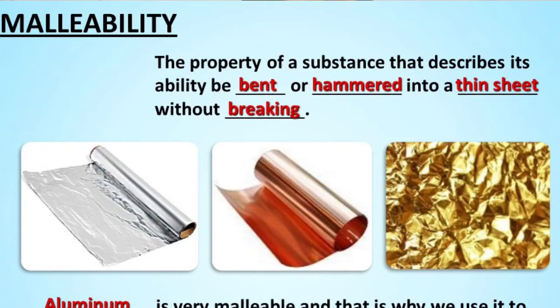Malleability. What is the malleability property? Malleability is basically the property that if you hit a substance with a hammer or with some strong thing, it will convert into a thin sheet. That property is known as malleability. So yes, metals are good malleable products while non-metals are poor.